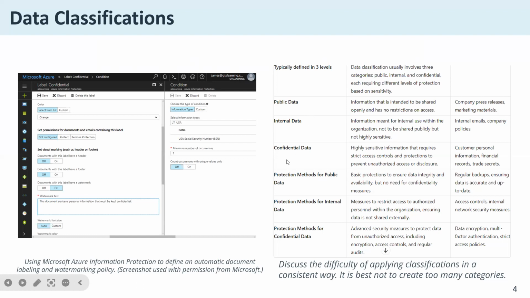They also have confidential data. So this is personal, right? Highly sensitive information that requires strict access control. So this is the explanation for that.